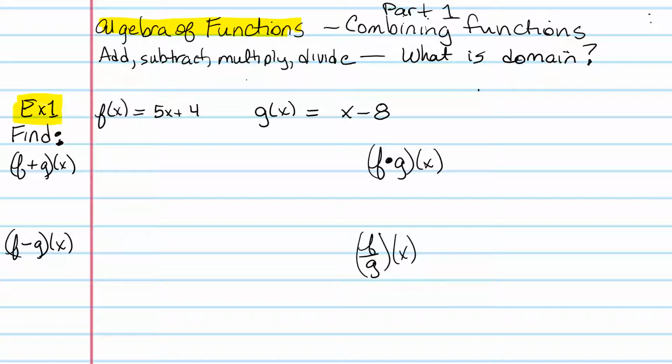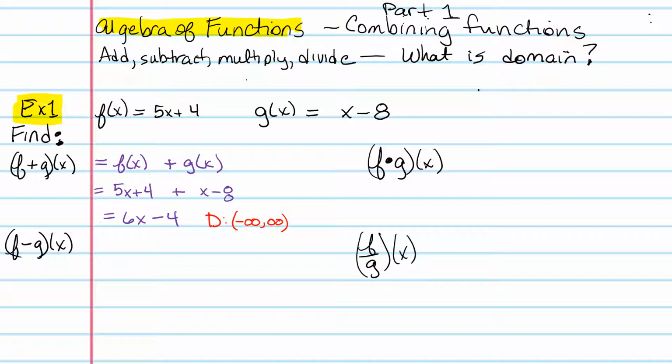So here we go. Adding functions, you just add the two functions. So this would be f of x plus g of x. And so that would literally be 5x plus 4 plus x minus 8. And we can just combine the like terms here, and we have 6x minus 4. So that is our combined function, the two functions added together, and the domain of this one is negative infinity to positive infinity, because we took two linears, added them together, and got a different linear.